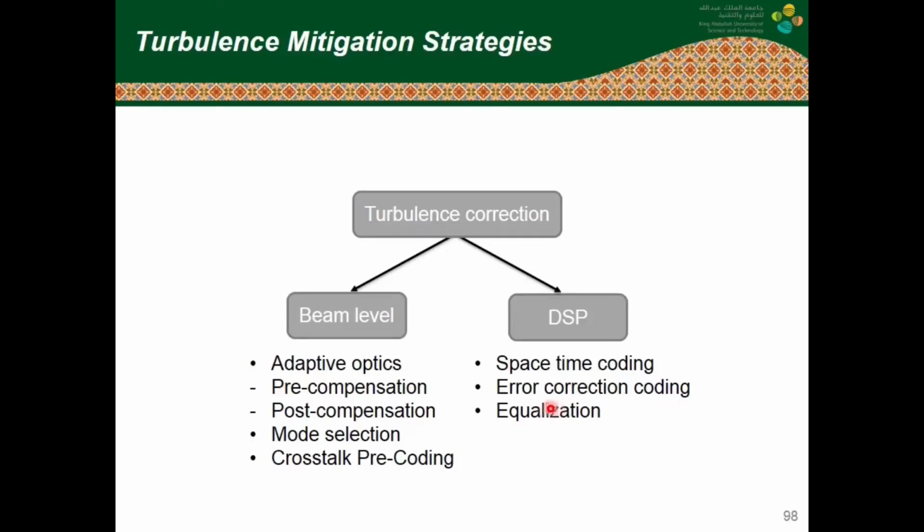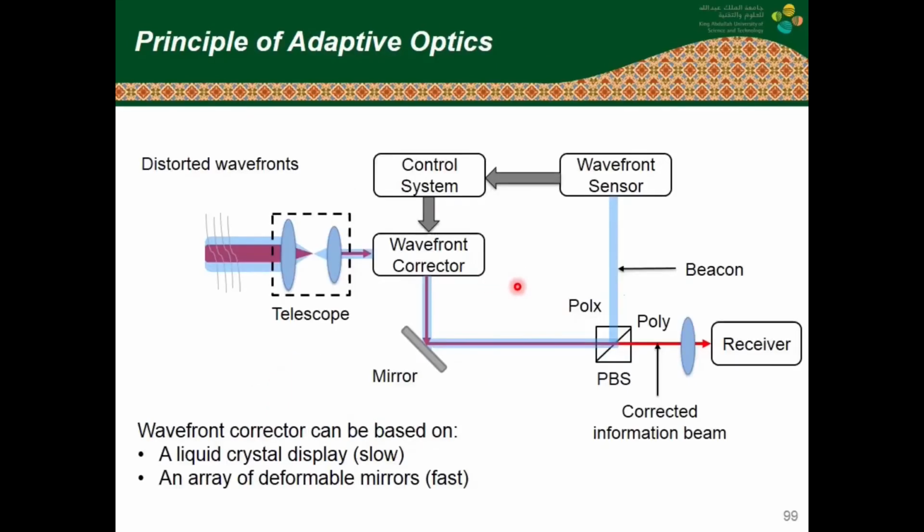Here we will mainly focus on corrections at the beam level, in particular those using adaptive optics. Adaptive optics is a technology used to improve the performance of optical systems by reducing the effect of wavefront distortions caused by atmospheric turbulence. This technology was brought to FSO from astronomy, and it aims to correct the deformations of an incoming wavefront through a wavefront corrector unit.